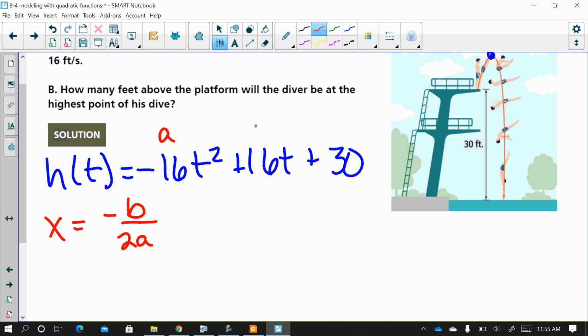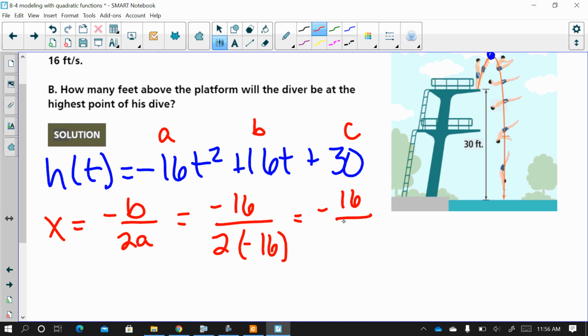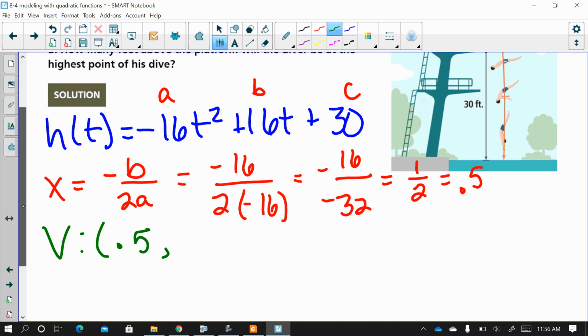Okay, so remember a, b, and c. So negative b is 16, so negative b would be negative 16 divided by 2 times a. Well, a is negative 16. This is negative 16 over negative 32, which reduces to 1/2. Okay, if you want to make it 0.5, that's fine as well. So to find the rest of the vertex, I have to take this 0.5 and plug it in for x. Okay, so I know the vertex is 0.5 comma something, so let's plug it in.